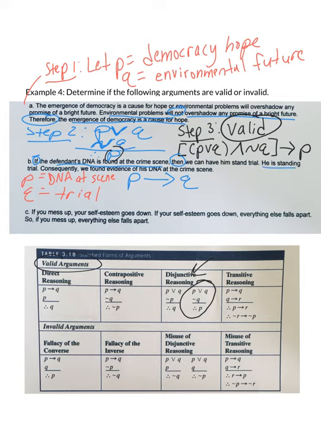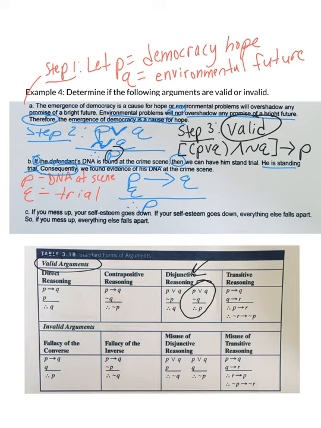The second sentence, he is standing trial, was letter Q. Before the third sentence, draw your big old bar. Consequently means the same as therefore, so that's the 3 dots in the triangle shape. We found evidence of his DNA at the crime scene is the last sentence, which is P. So therefore, P. Now we're ready for step 3.